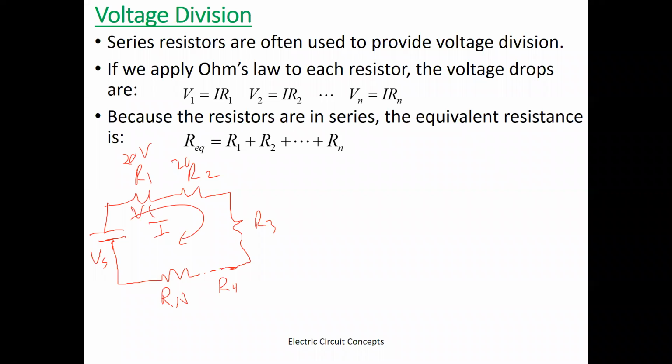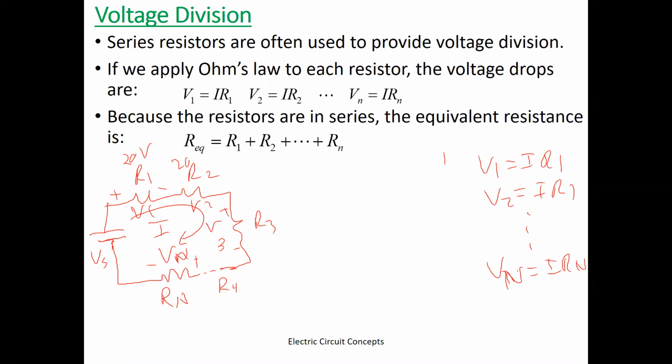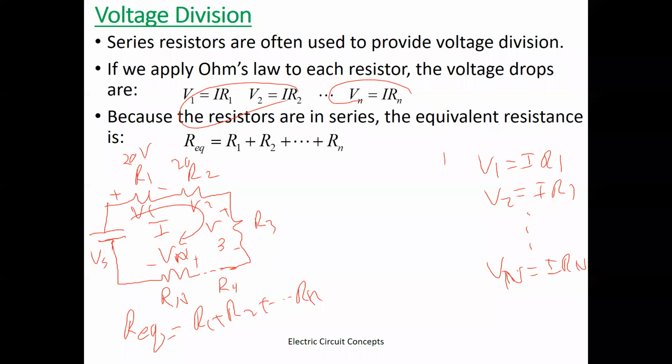V1, V2, V3, V4, and Vn, again plus and minus, since we assume the current goes this way. So V1 will be equal to I times R1, V2 will be I times R2, and so on. Vn will be equal to I times Rn. Now R equivalent, or R total, will be R1 plus R2 plus R3, until we finish summing all the resistors here.